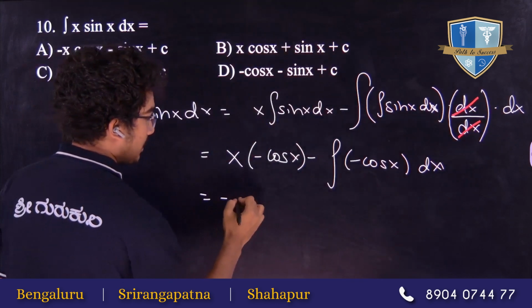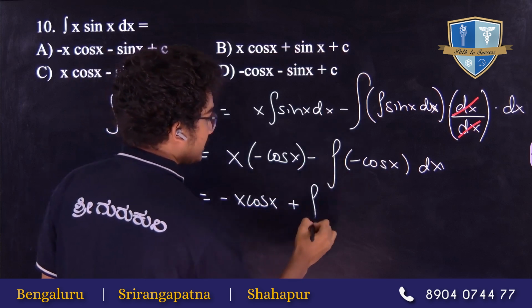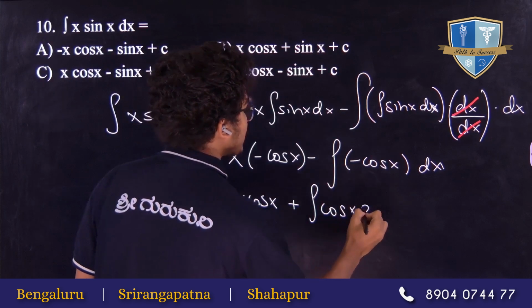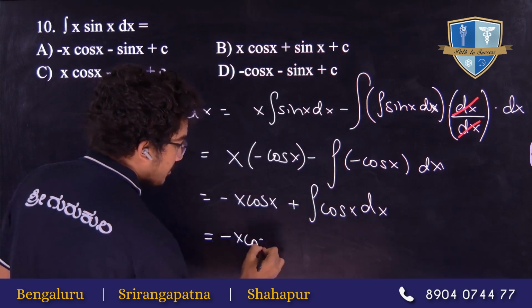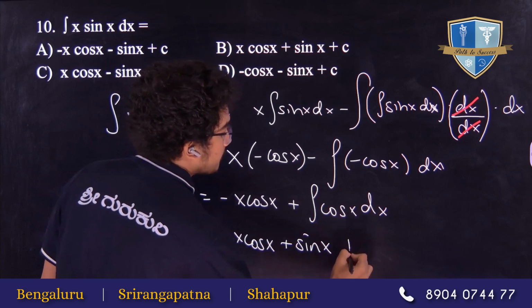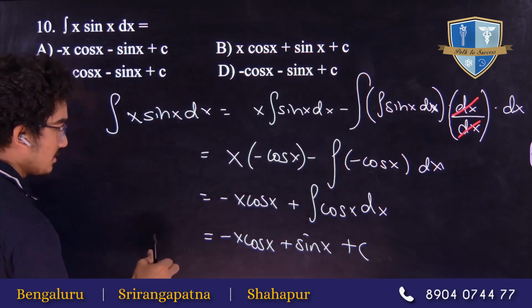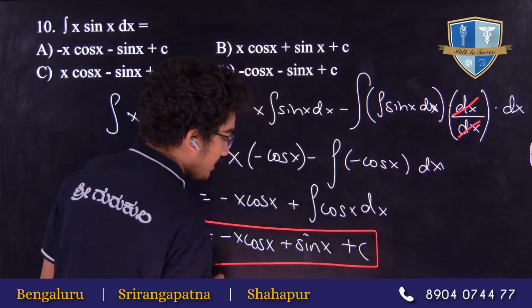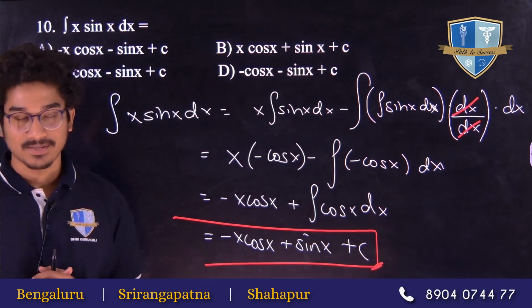So this is equal to minus x cos x, and minus will become plus integration of cos x dx. So our final answer will be minus x cos x plus sin x plus c, since it is an indefinite integration, so there will be an integration constant. So this will be our final answer, and none of the options is matching, but this is our correct answer.